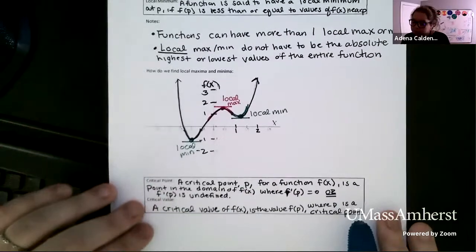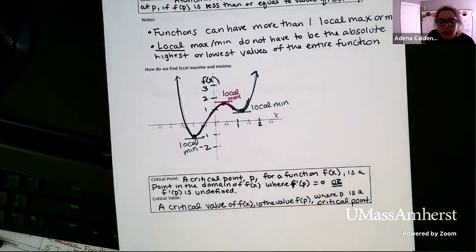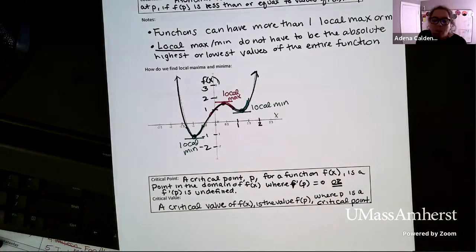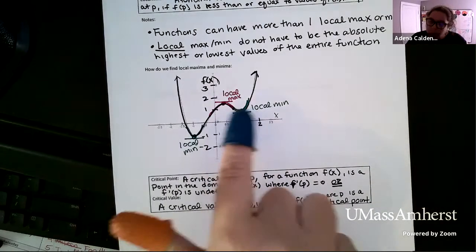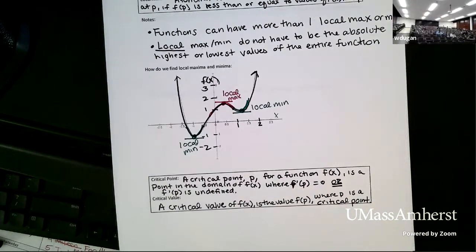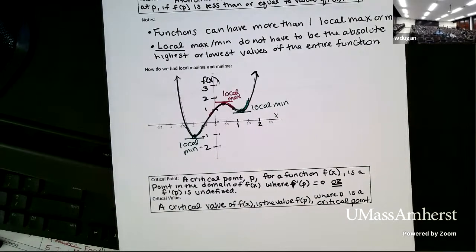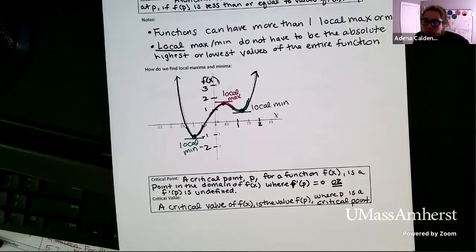So where we start is what's called a critical point. A critical point P for a function is a point within the domain where the derivative at that point equals 0, so we're looking for the points where we have horizontal tangent lines, or a place where the first derivative is undefined. When does that usually happen? If we have a function that has a denominator and that denominator is 0, then that would be a place where it's undefined. So when we're looking for critical points, we're trying to figure out where the first derivative equals 0 or where the first derivative is undefined.